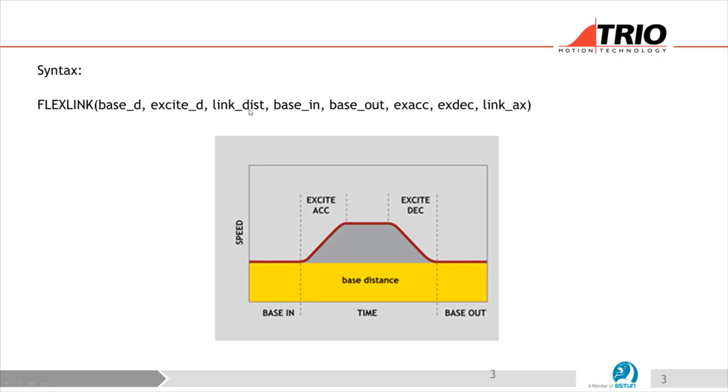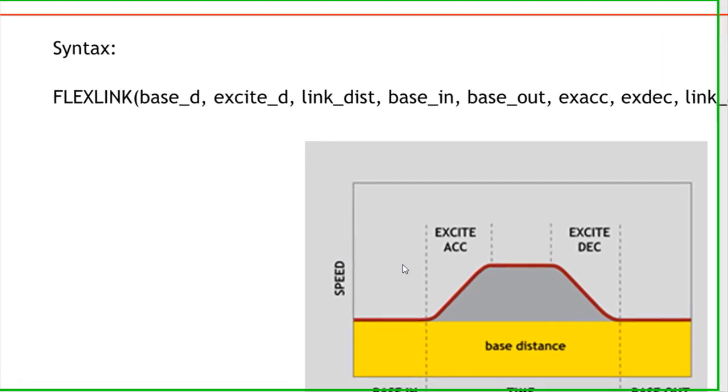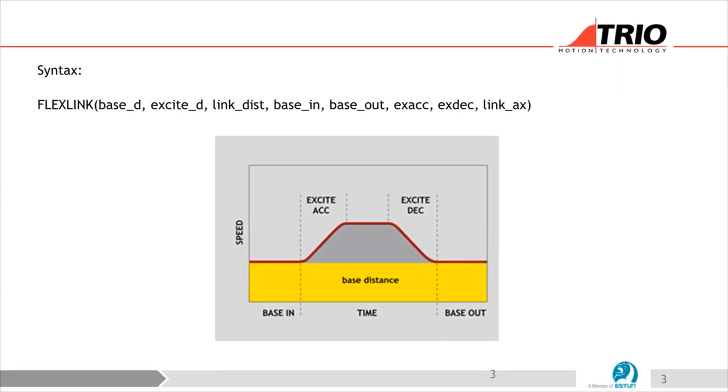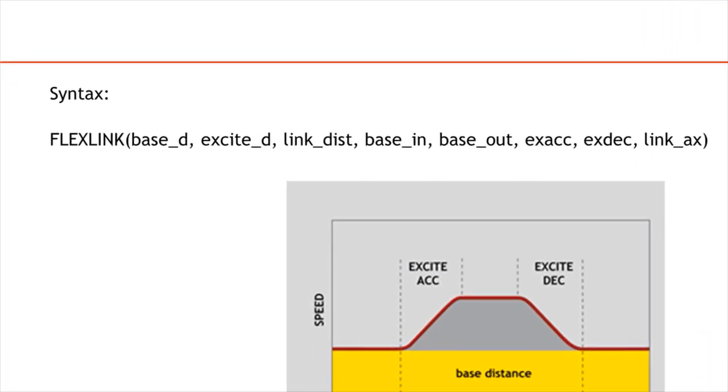Then we have the link distance, so that's the distance on the master, similar to the move link. And then we have some things called base in, base out, exac and xdec, and they cover the areas shown in these boxes here. So the base in is this yellow area before it starts to accelerate, and the base out is likewise on the other side. The excitation acceleration is the ramp here, and the deceleration is the ramp here. They have an S profile, so they're always smooth accelerations and decelerations as well. And then of course lastly we have our good old master axis number on there.